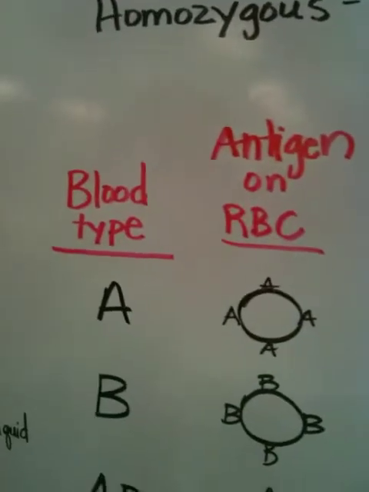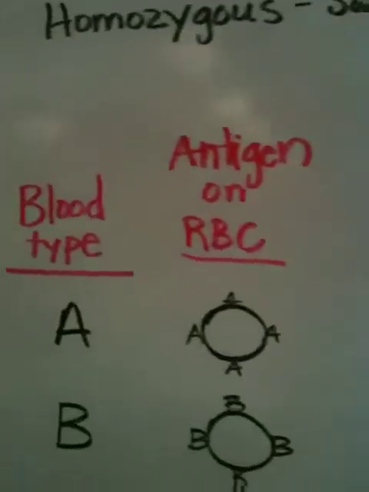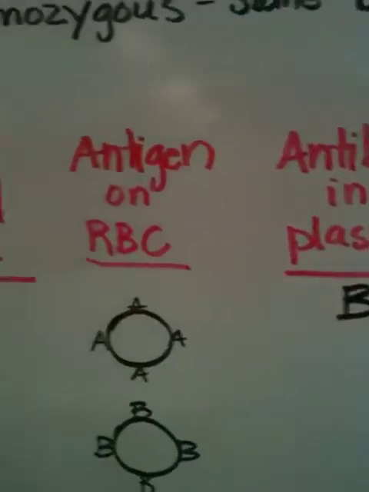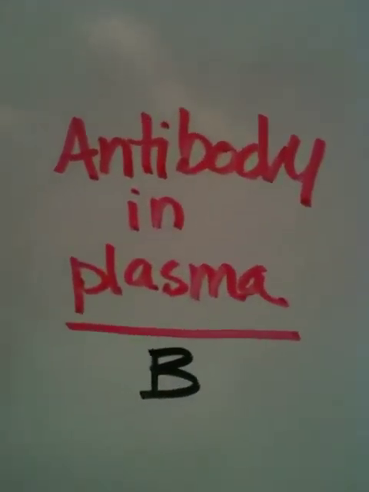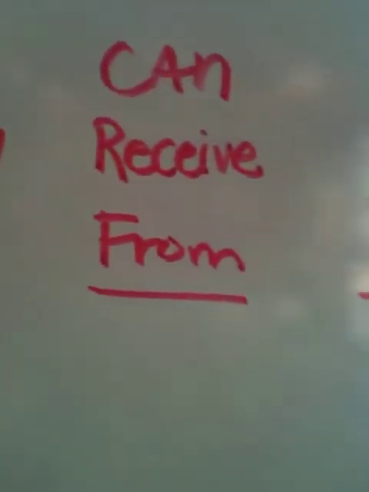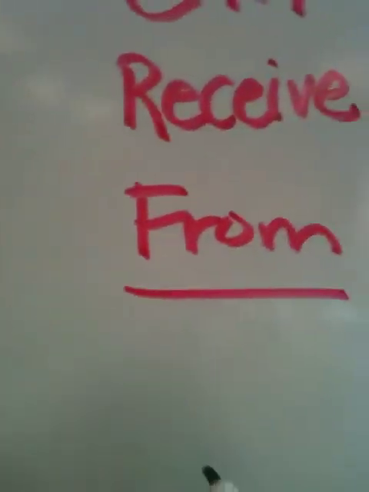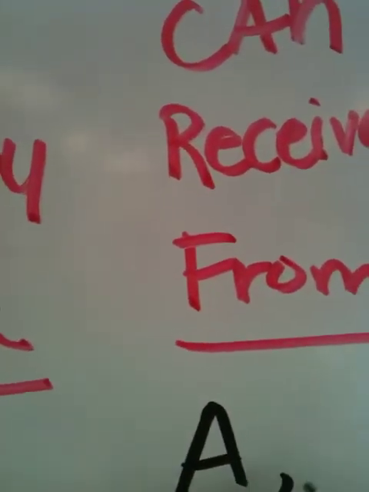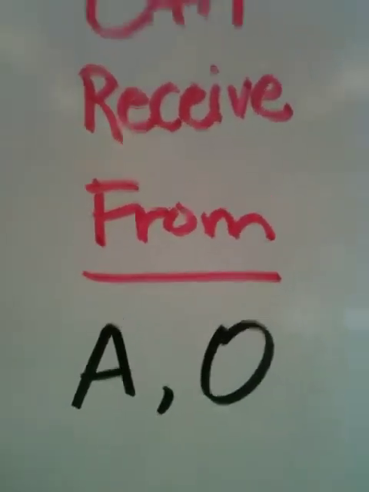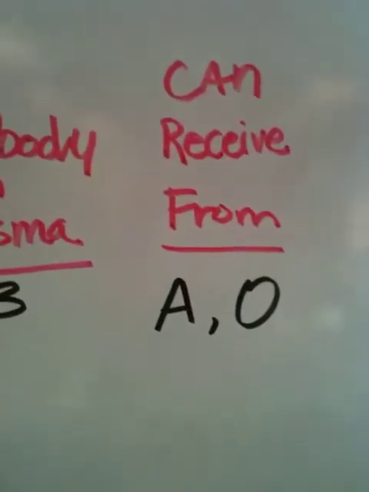That's not a good thing, okay? You want your blood to clot when you have a wound, but you do not want your blood clotting in your vessels. So that is why you cannot receive type B blood if you have type A blood. So the antibody in the plasma is B. If you're type A, you can obviously receive blood from A's, okay? And you can also receive from O, and we'll come back to that in a minute, okay?